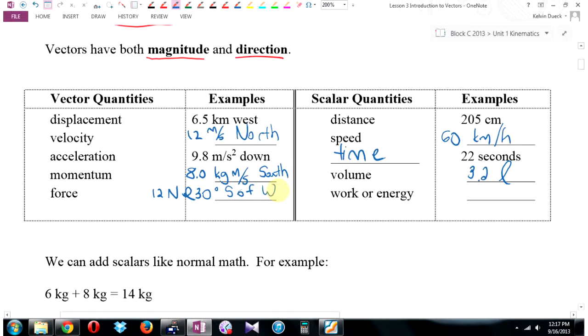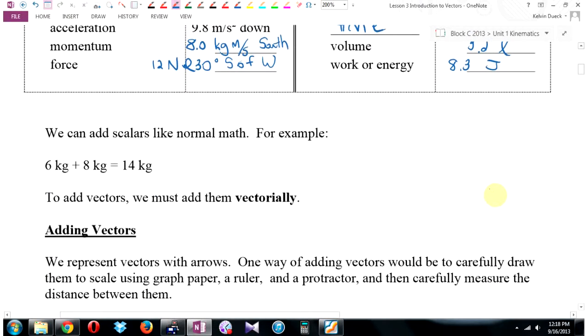Work or energy. Who remembers the units for work or energy? Joules. 8.3 joules. It doesn't mean, Kelly, that scalars have to be positive. You can have a scalar that's negative. All that means is you lost a certain amount, but it's not a direction. We add scalars like normal math. For example, 6 kilograms plus 8 kilograms is 14 kilograms.